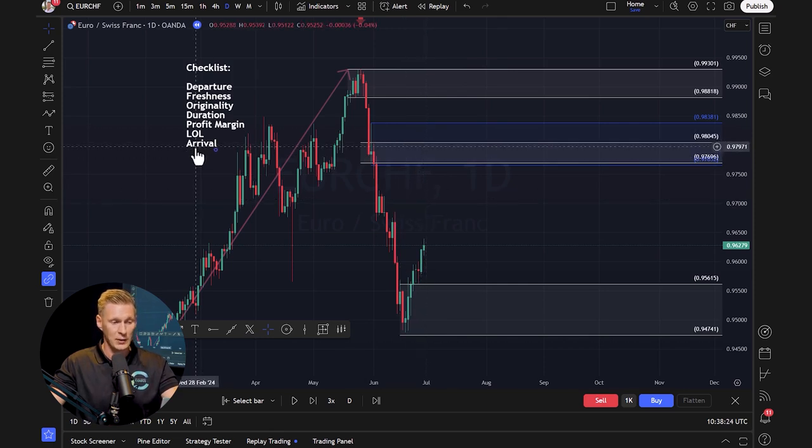Great. Arrival. We have to wait for the arrival. Look, current price is located here. We have to wait, right? That price moves higher, more close to the level here, and then we can discuss our zone qualifier arrival.